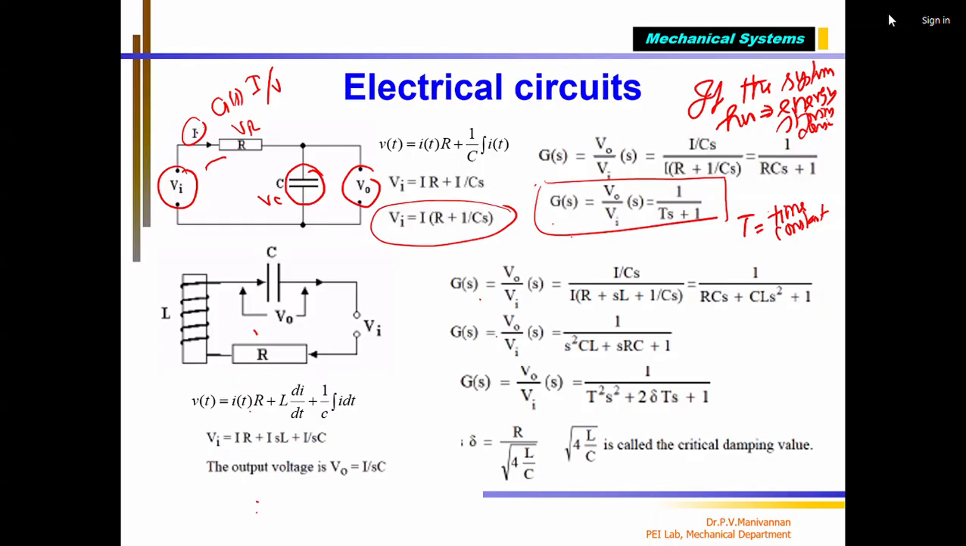Charge is nothing but, the current itself is the rate of flow of charge particles. Charge particle is nothing but electron. So the capacitor stores an electrical charge Q. That means since there is one storage element, automatically there will be a time constant. Correct? The time constant T. What is T here? T equals R into C. Resistance value multiplied by capacitance value.